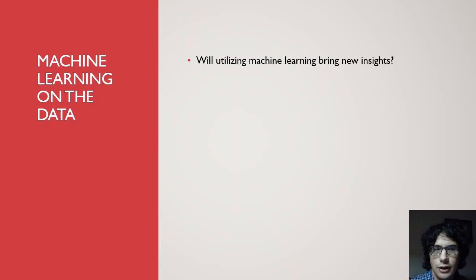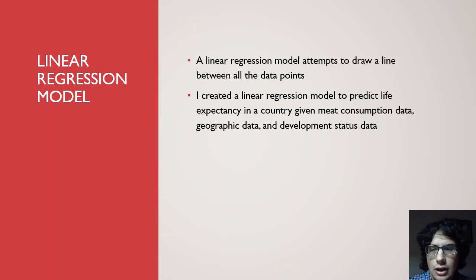Okay, for the next part, I used some machine learning modeling on this data. Will utilizing machine learning give us new insights? The first type of machine learning model I made is called a linear regression model. A linear regression tries to draw a straight line that will fit through all the data points and show a trend. I created this linear regression model to predict life expectancies in a country when the model is fed information of meat consumption, some geographic data, and development status data.